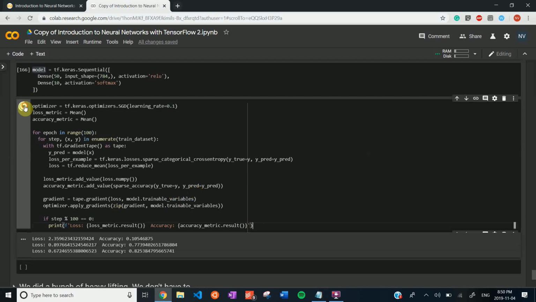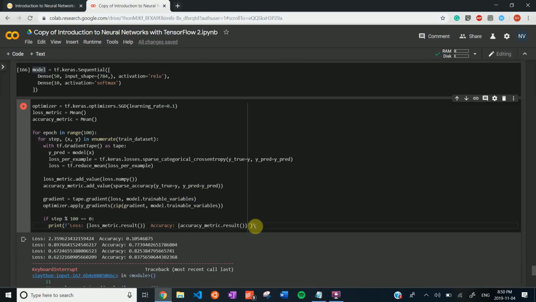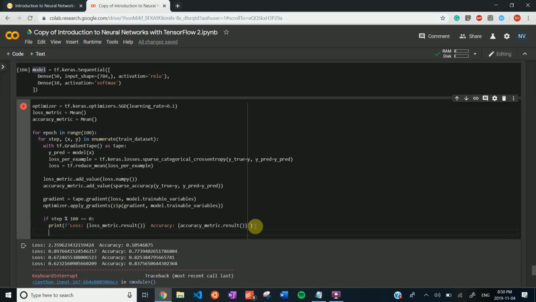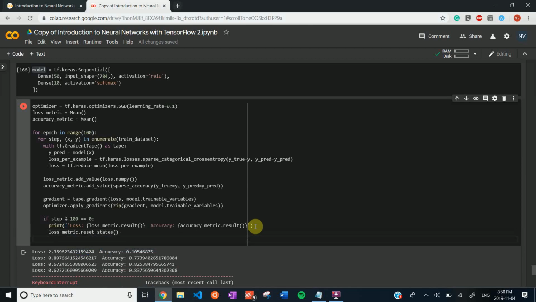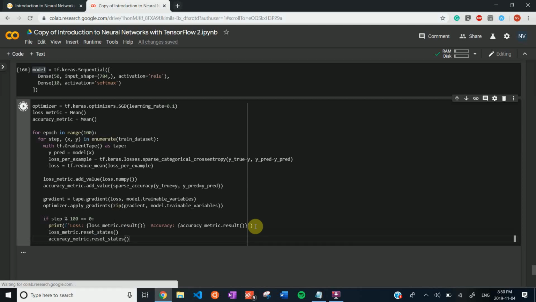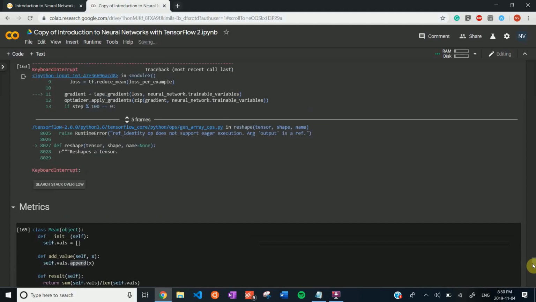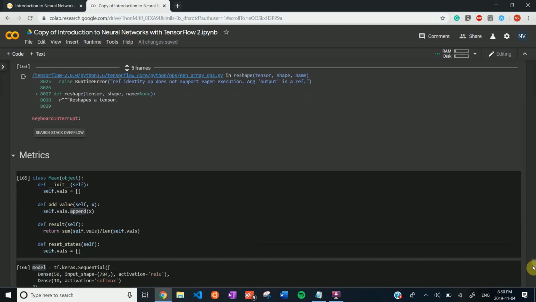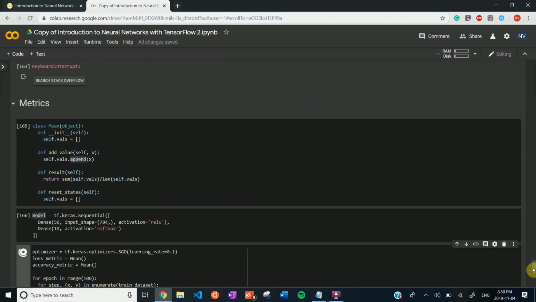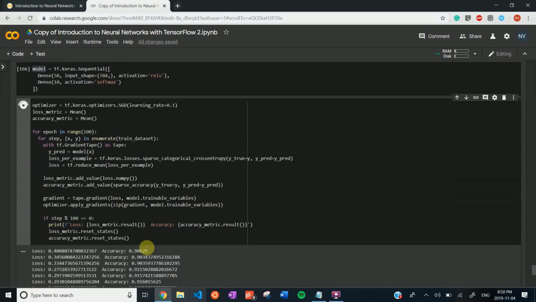Oh, one mistake. Also, after I do this result, I do need to reset it because we report this value, we're going to reset. So when I say reset states, so here essentially what we're doing is we're making this list empty again through the self.vals. So as you can see, yeah, it's doing a great job reporting this stuff. So any questions about what we did there? We're just tracking the mean over the last couple steps.